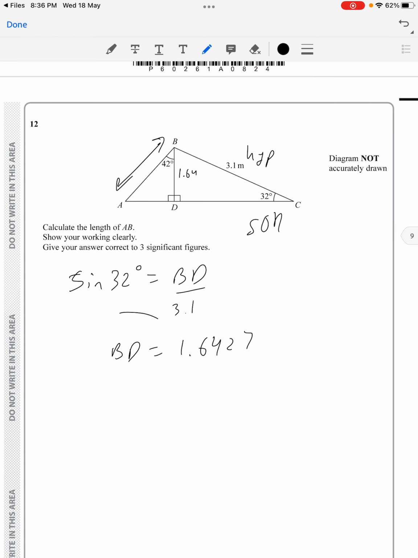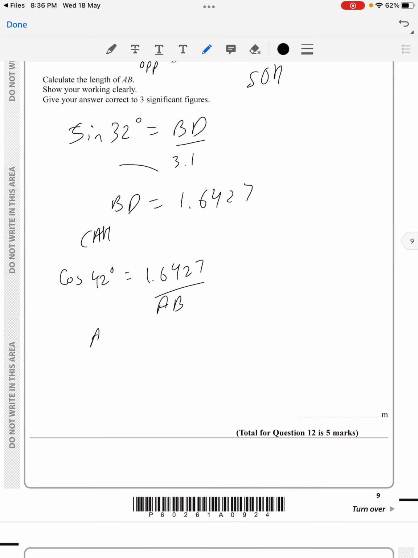Now, based on finding BD as 1.6427, you can find out what the length of AB is. You have opposite, hypotenuse, and adjacent. Adjacent and hypotenuse are given, so you're going to use cos. So cos theta, which is 42 degrees, is equal to the adjacent 1.6427 divided by the hypotenuse AB. AB is equal to 1.6427 divided by cos of 42 degrees.